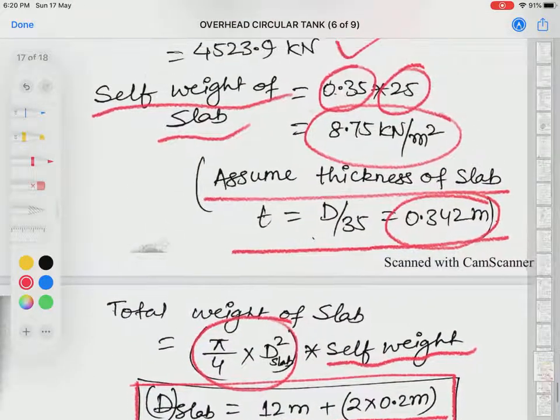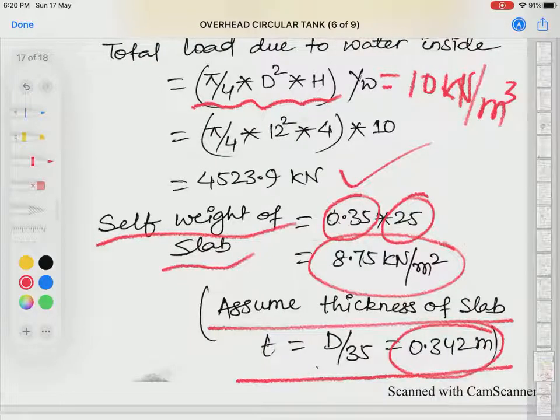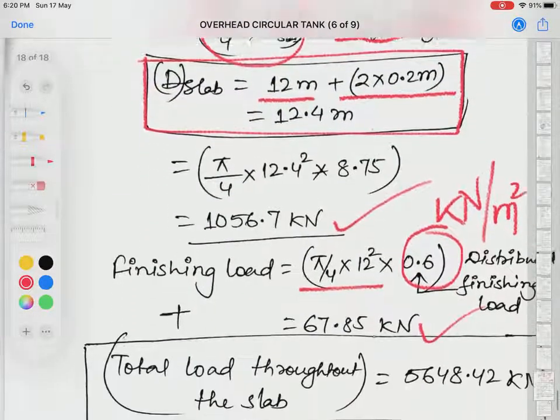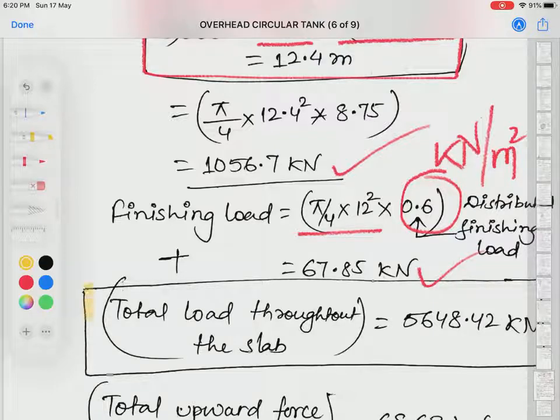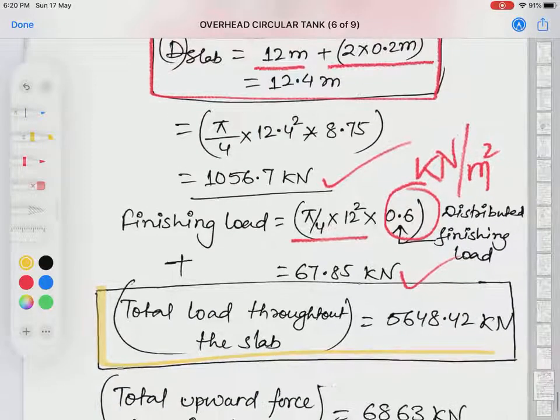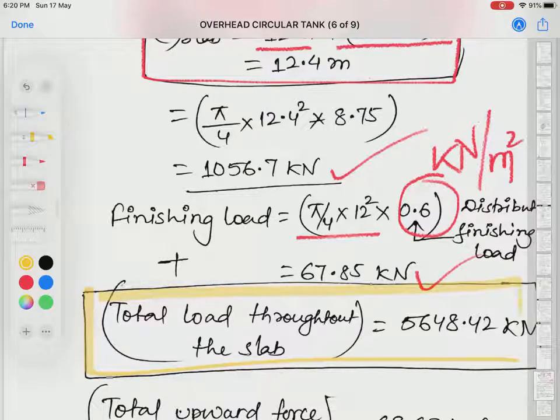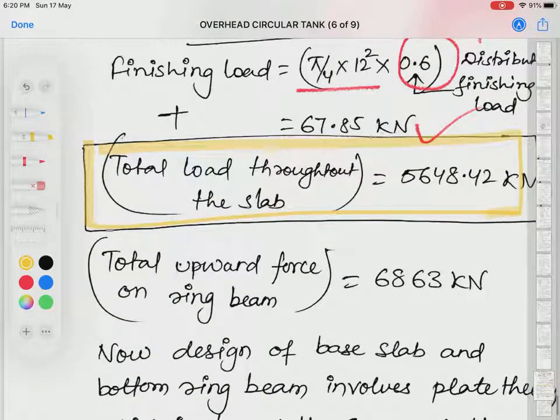So we add all the above three loads: finishing load, self weight of the base slab, and the total load due to the water contained inside, and we get this value of load, which is distributed throughout the base slab within the internal diameter. And when we add the total load, the load on the edges of the base slab, which is 1214, sorry, you just take it.